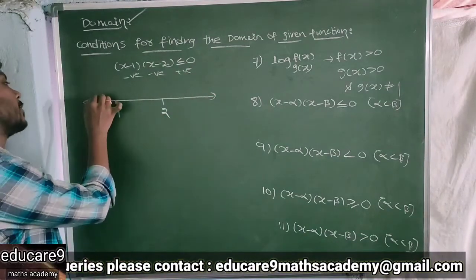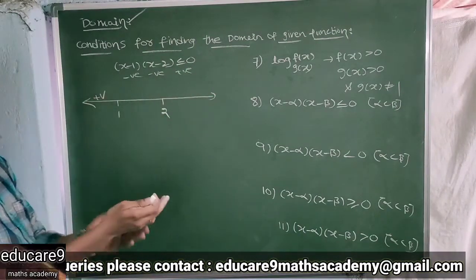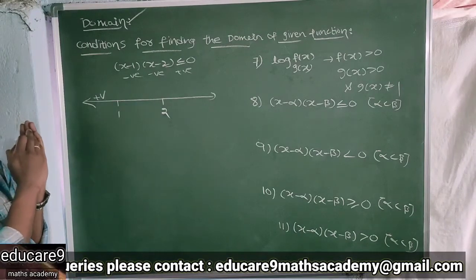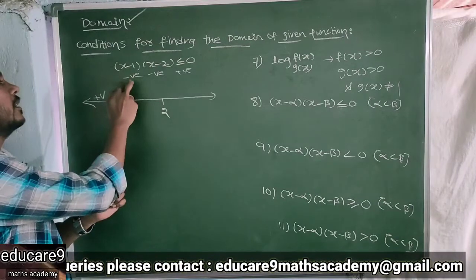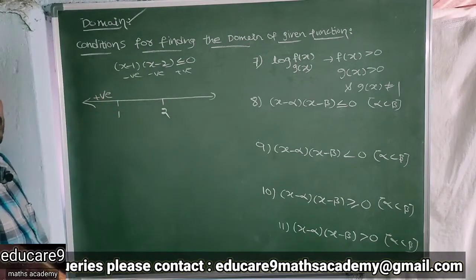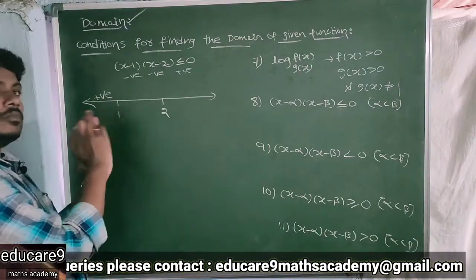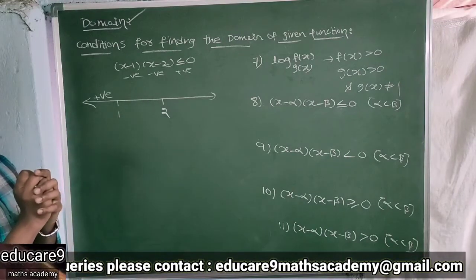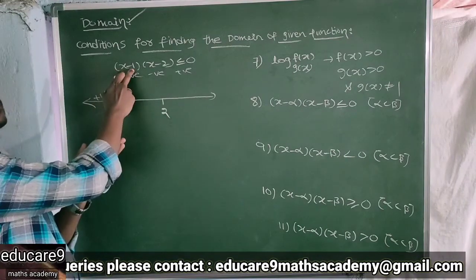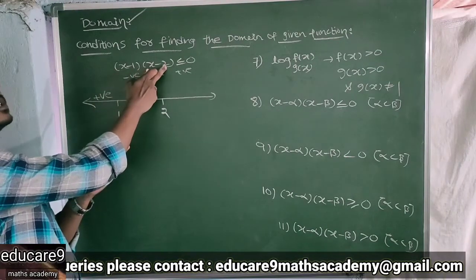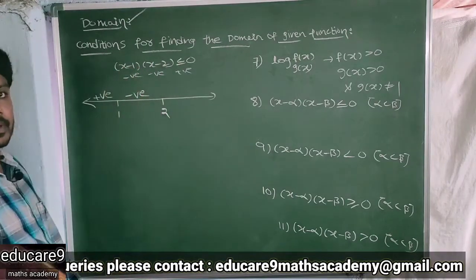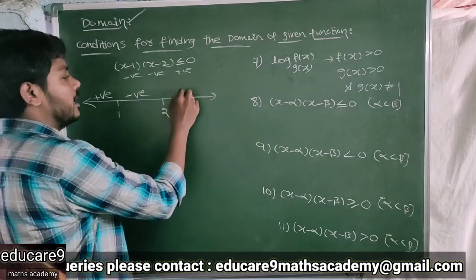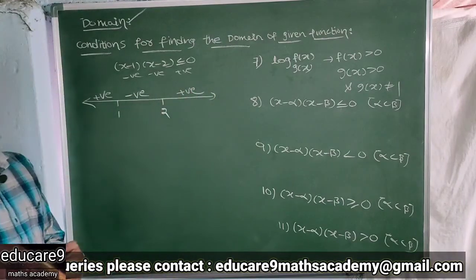So clearly, if you substitute any value less than 1, this expression gets a positive sign. If you substitute any value in the interval 1 to 2, for example 1.5, then 1.5 minus 1 is positive, 1.5 minus 2 is negative, and positive into negative is negative. And above 2, clearly we will get a positive sign.